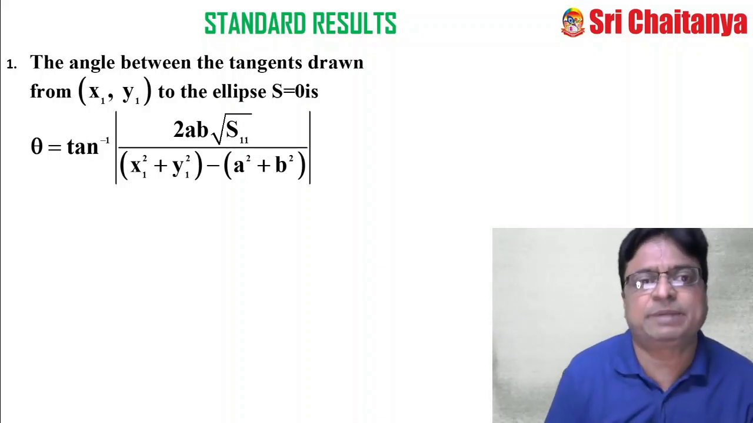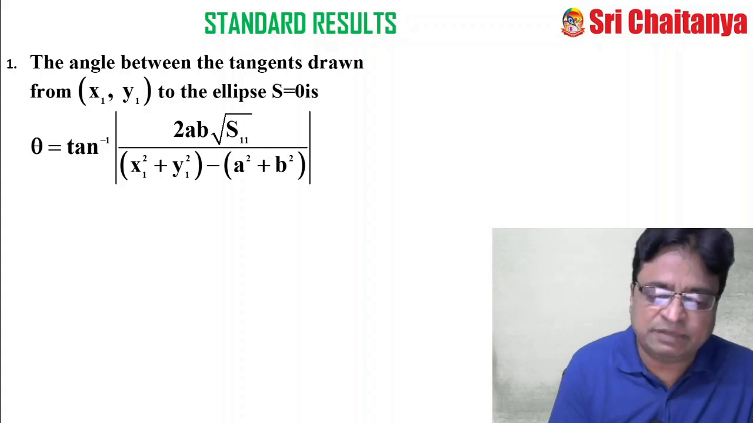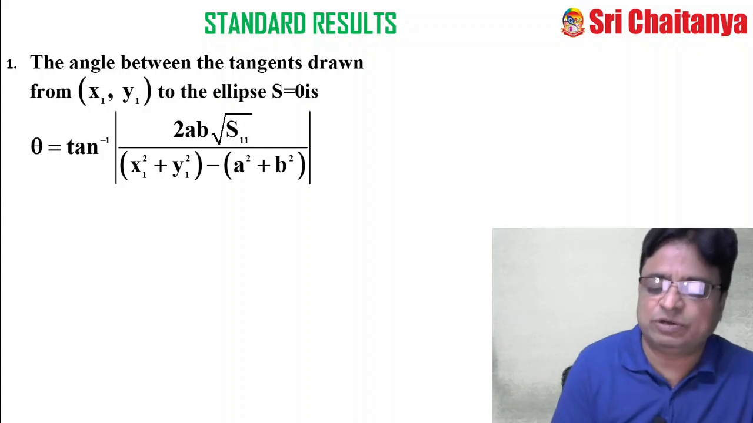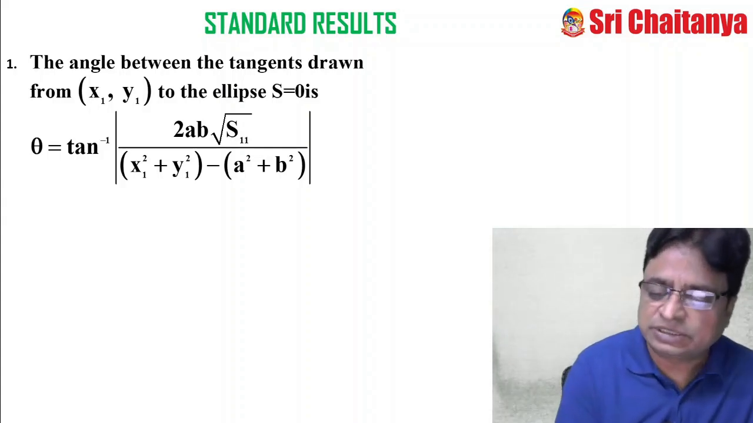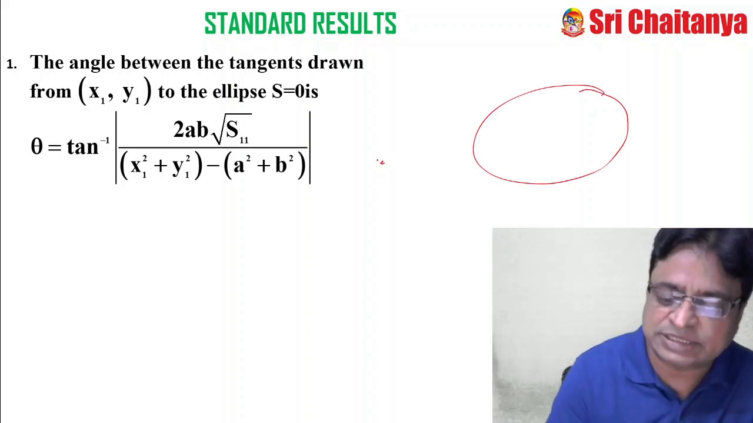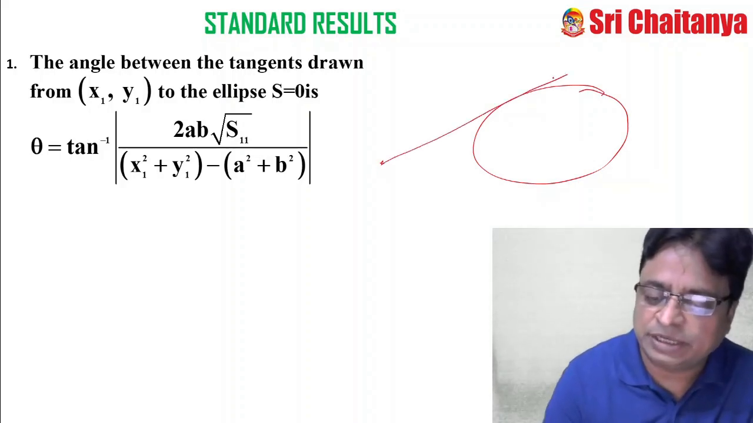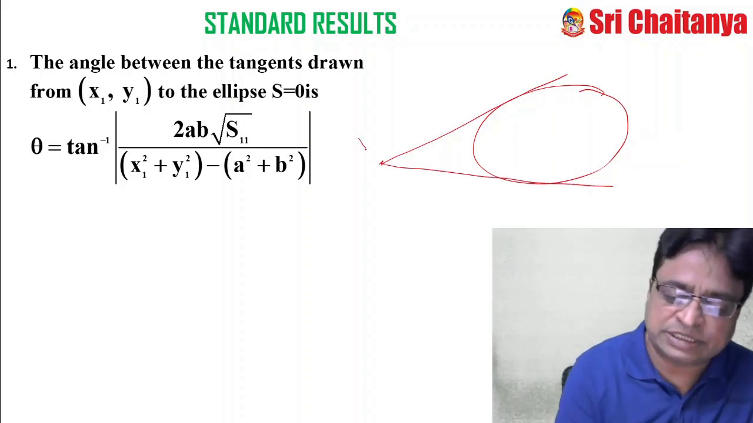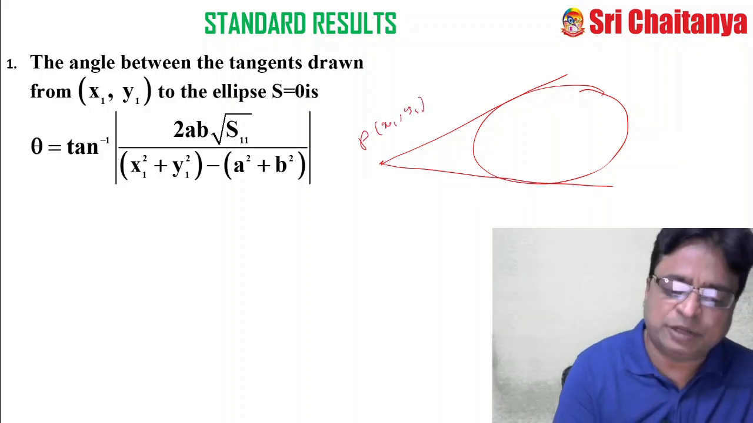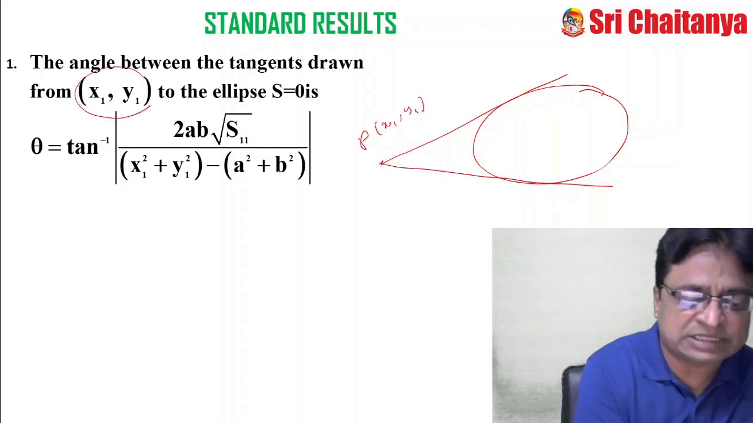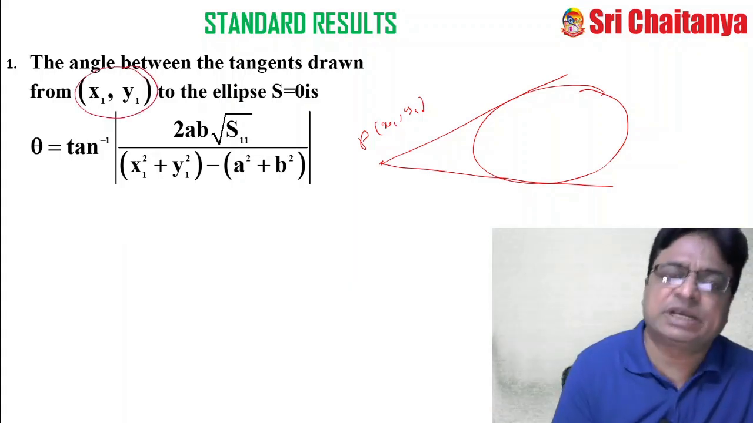Okay, first read the statement properly. The angle between the tangents drawn from x1, y1 to the ellipse S equal to 0 is, this is. Suppose this is the ellipse given to you, and this is an external point. These are the tangents drawn from a point, say P(x1, y1), or you can say the point is h comma k. But here they mentioned the point as x1, y1 only, so let it be P(x1, y1).